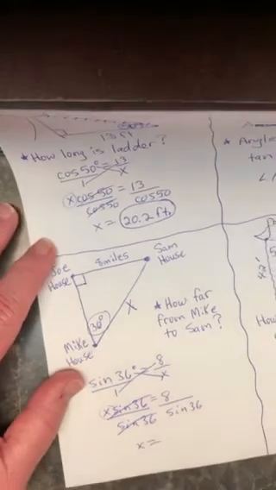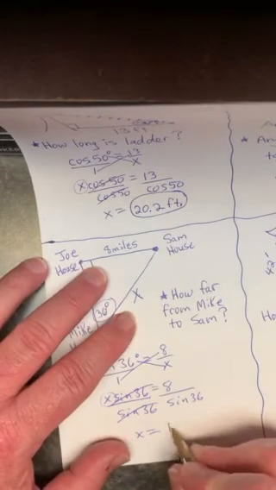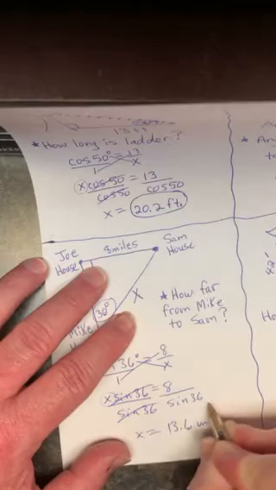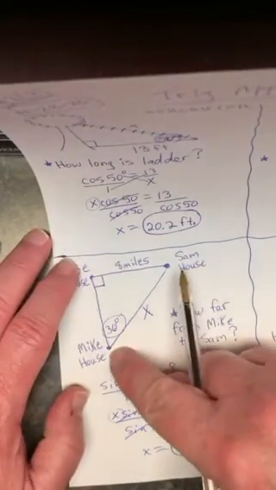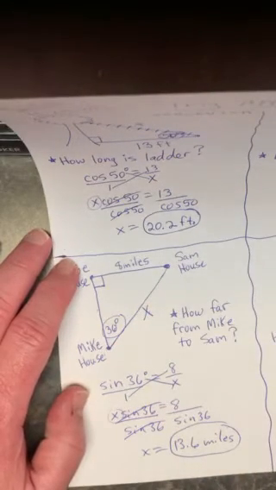And using my calculator, I'm pushing 8 divided by sine 36 and getting 13.6, what would that be? Miles, right? If we labeled it, 13.6 miles from Mike's house straight to Sam's house, okay?